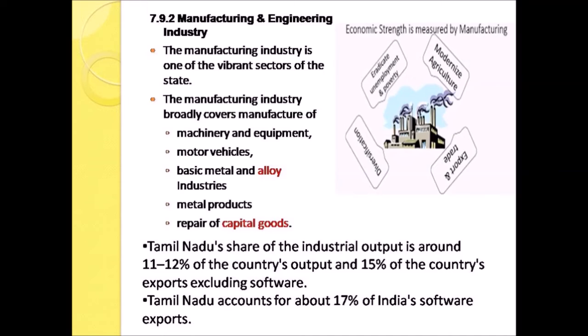Tamil Nadu's share of the industrial output is around 11 to 12% of the country's output and 15% of the country's export excluding software. That is, without software, it contributes about 15% of the country's export. Tamil Nadu accounts for 17% of India's software export. We have already studied that Tamil Nadu stands second in export of software. So, therefore, it contributes about 17% of India's software export.